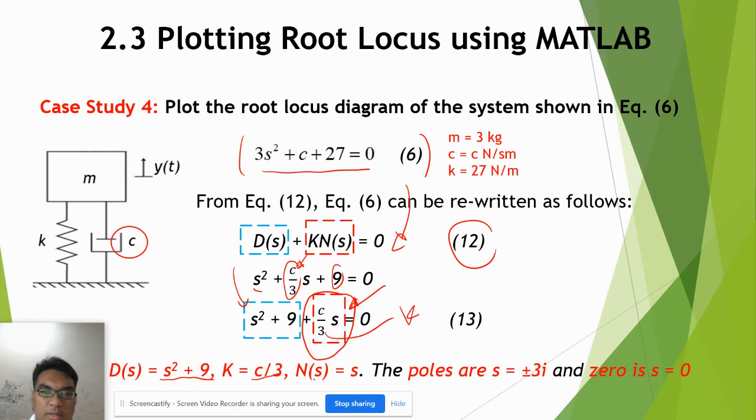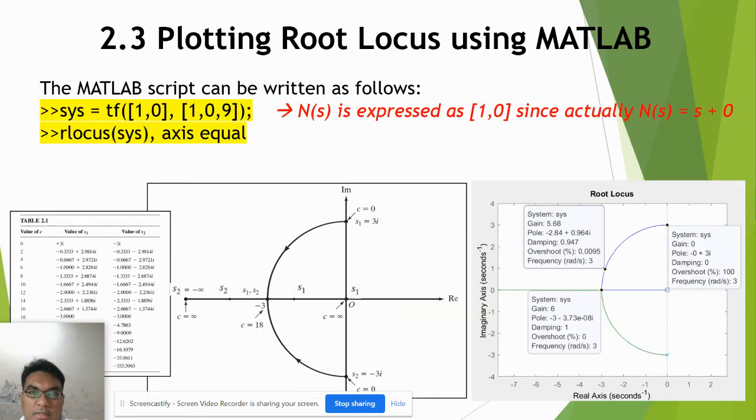And the NS is just s. And the poles, actually you can use Matlab to determine the poles: s equal to plus minus 3i, and the zero is s equal to 0, because there is no part on the above. Okay, so let's try this. So this is actually your transfer function.